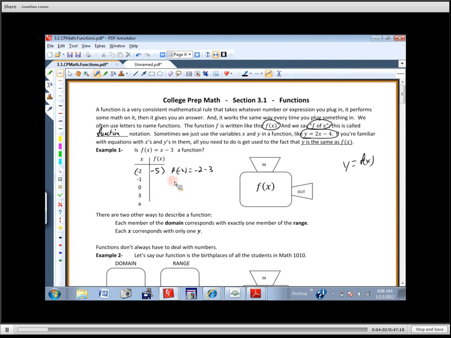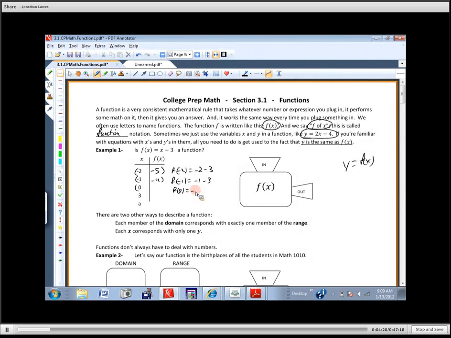If I plug in a -1, wherever there's an x, I put a -1, so a -1 here. What this function does is it takes whatever we plug in and subtracts 3 from it. So this is going to be -4. What's f of 0 going to be?